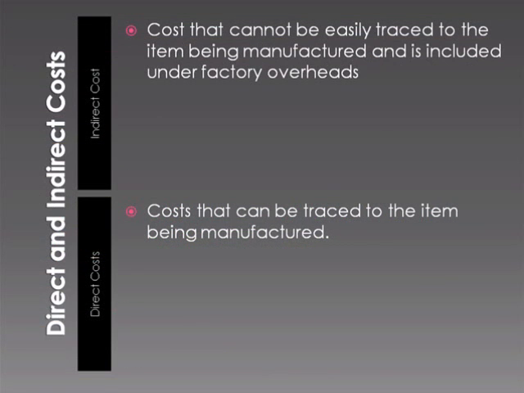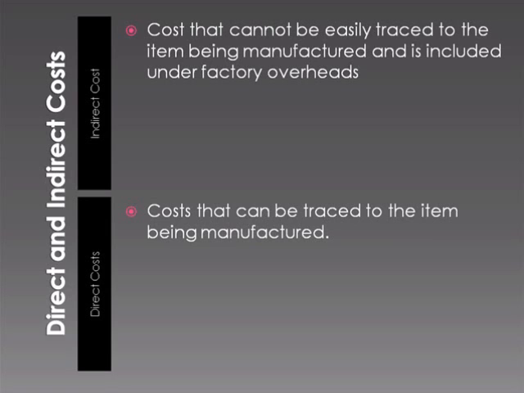Now we'll look at direct and indirect costs. When you see the words direct costs, we know, as shown on the screen, that these are costs that can be traced to the item being manufactured. On the other hand, costs that cannot be easily traced to the item being manufactured are what they call indirect costs or indirect expenses, and they are included under factory overhead costs.